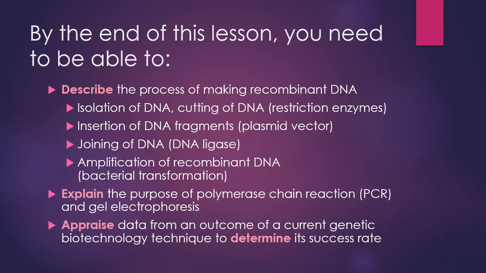So you need to be able to describe the process of making recombinant DNA: isolation of DNA and cutting using restriction enzyme, insertion of DNA fragments using a plasmid vector, joining of DNA using ligase, and amplification of that DNA via bacterial transformation. That is probably the process that you need to know the most, because it wants you to describe that process. You need to explain the purpose of PCR and electrophoresis and appraise data to determine success rates.